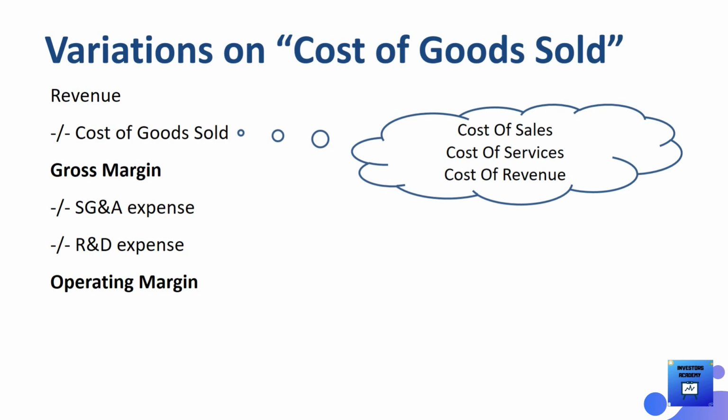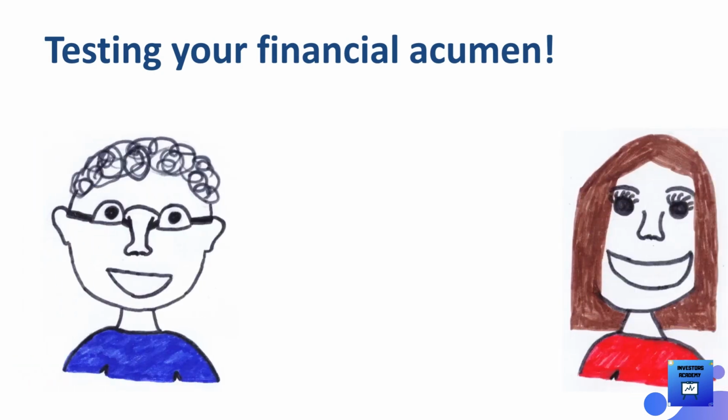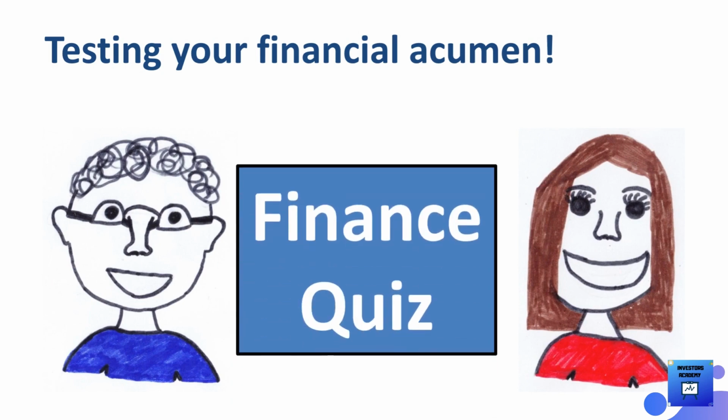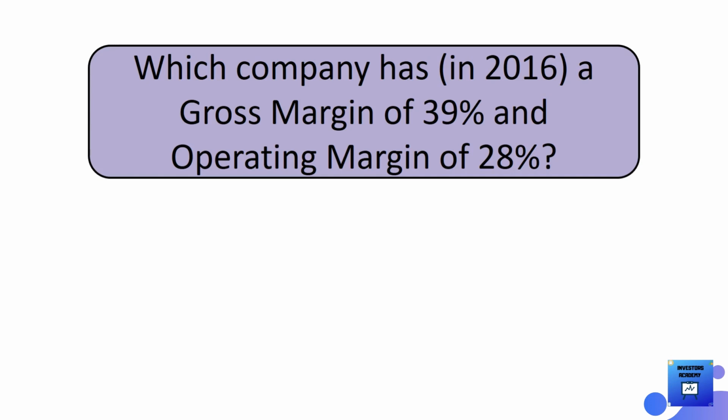Now that you understand the definition of gross margin and operating margin, let's get a feeling for the relative size of these numbers as a percentage of revenue. I will show you 4 names of companies that all happen to have a name starting with the letter A. We will go through the calculation of gross margin and operating margin for each of those 4 companies in the rest of this video. Which of these companies has a gross margin as percentage of revenue of 39% and operating margin as percentage of revenue of 28%?